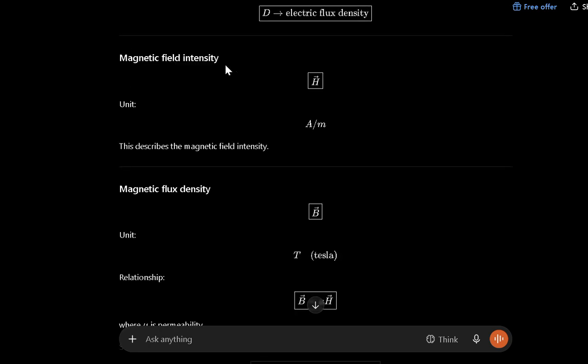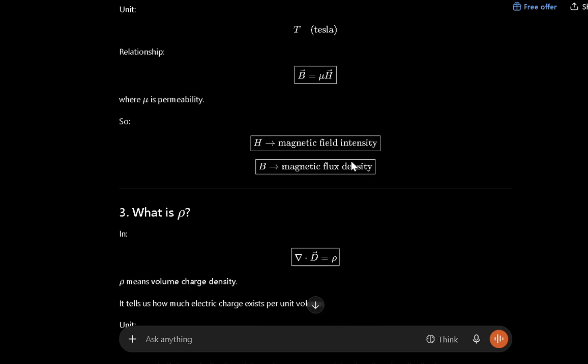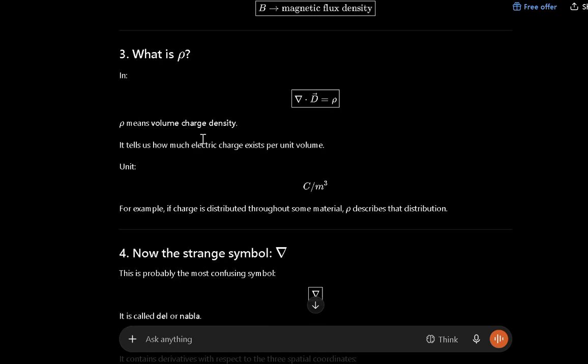Magnetic field intensity, H, has units of A/m. Magnetic flux density B has units of Tesla. The relationship is B equals mu H, where mu is the permeability. What is rho? Rho means the volume charge density. It tells us how much electric charge exists per unit volume, in C/m³.